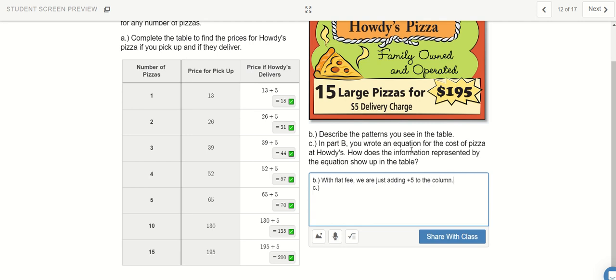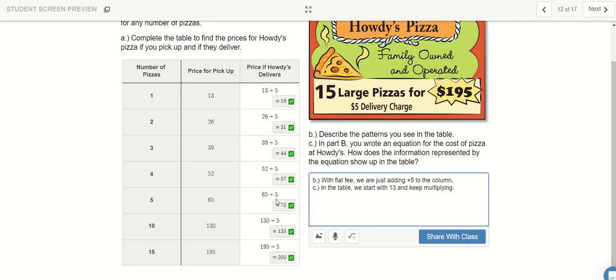In part B, you wrote the equation for the cost of a pizza. How does the information based on the equation show up in the table? So notice that in the table, each term is found by multiplying 13. In the table, we start with 13 and keep adding 13.